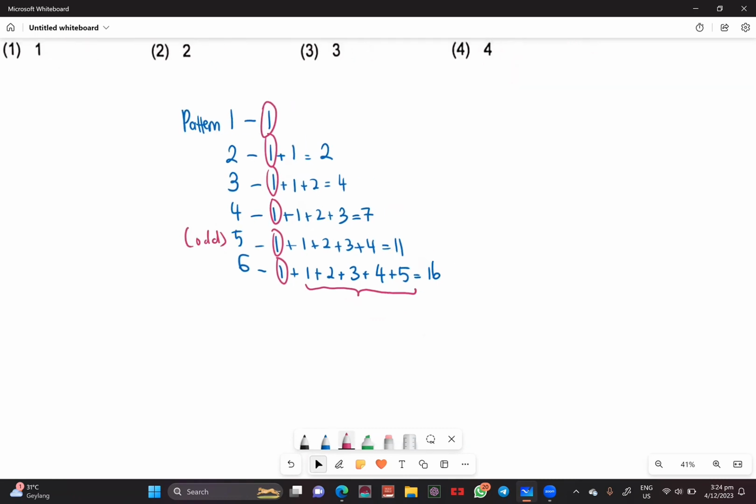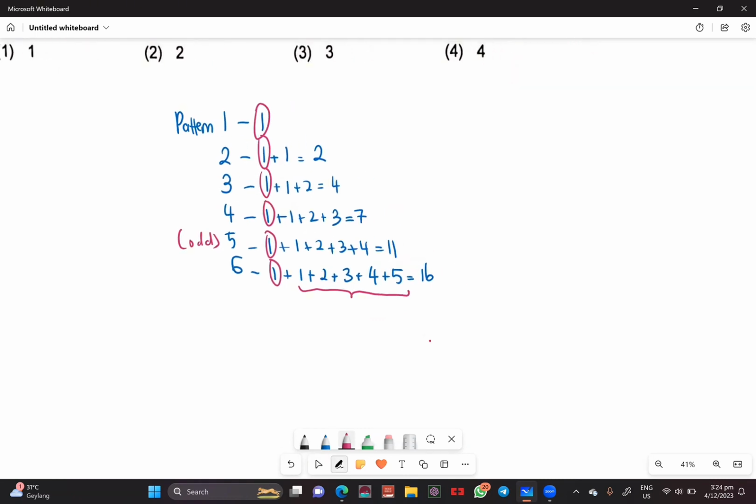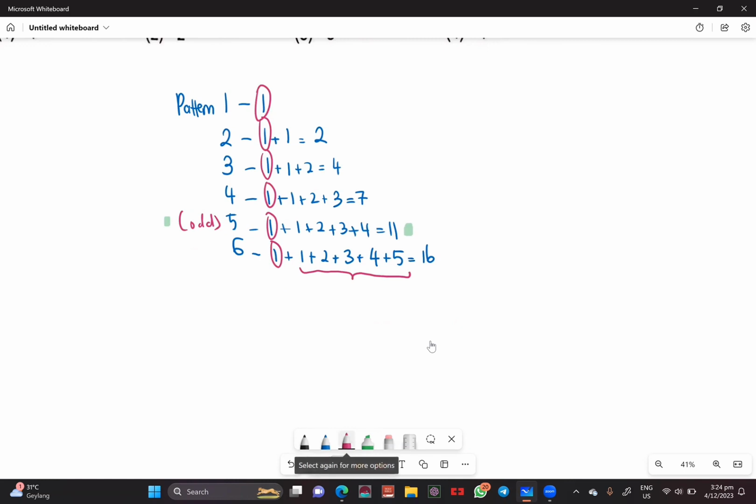Let's talk about odd pattern number 5. So I want you to cast your eyes on pattern number 5. When you look at pattern number 5, you realize that the total over here is basically 1 plus 2 plus 3 plus 4. So we can pair them up like that.